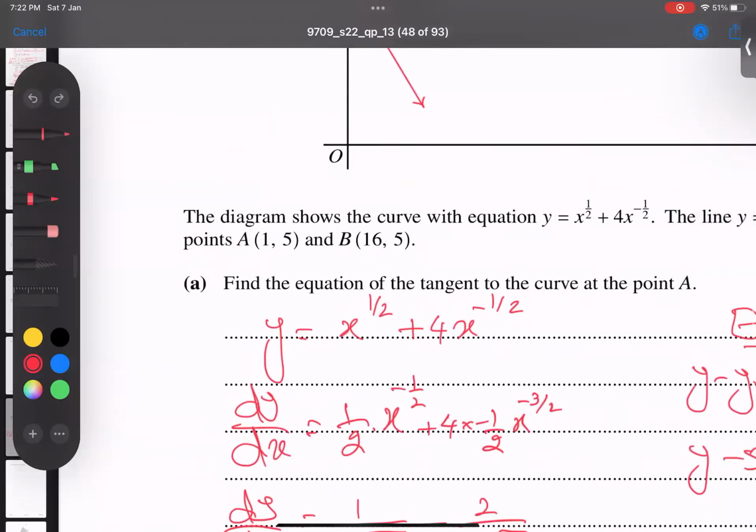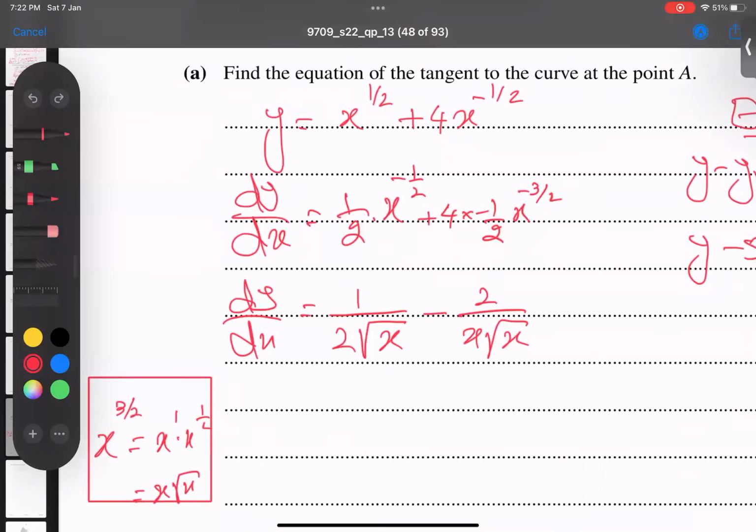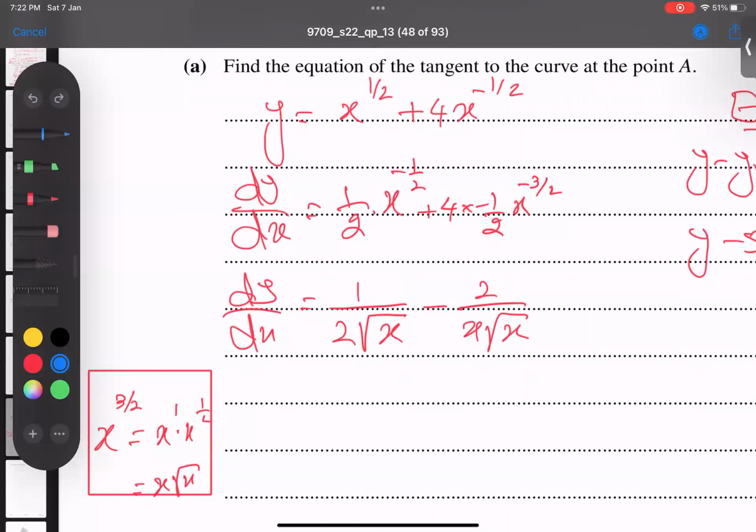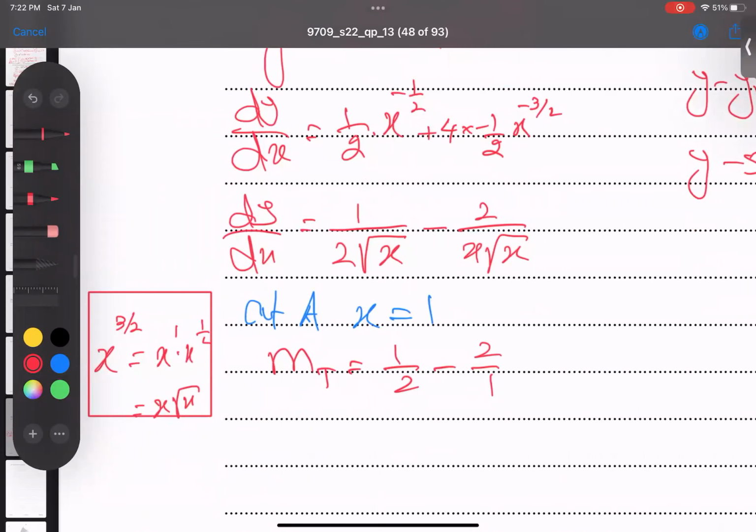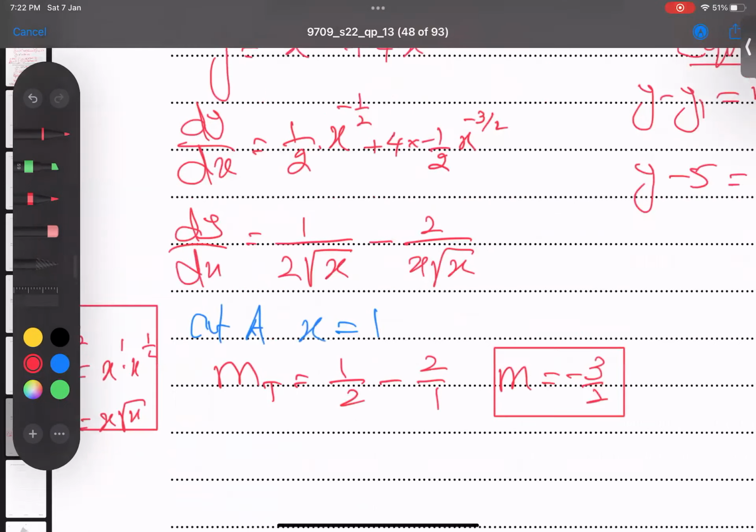But what point am I looking for? At A, I'm writing here. At A, x is equal to 1. So I'm going to plug in 1. So the gradient of the tangent turns out to be, when I plug in 1, I get half. When I plug in 1 here, I get 2/1. And it's coming 2 twos are 4. So minus 3/2. So gradient comes what? Minus 3/2. Well, let me check again. Yes, minus 3/2. And this gradient I'm going to plug in where? Here.